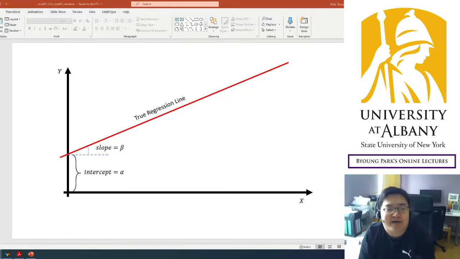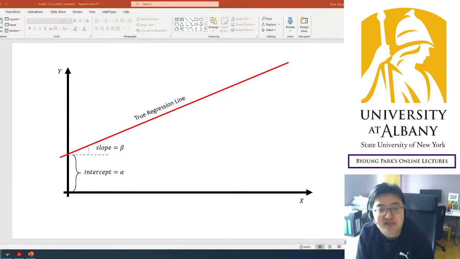Hello. To explain the intuition behind the variation in a regression model, I made some quick graphs on PowerPoint. It took about 15 minutes. So let's think about simply an x and y plane. X is the independent variable, the explanatory variable, and y is the dependent variable.